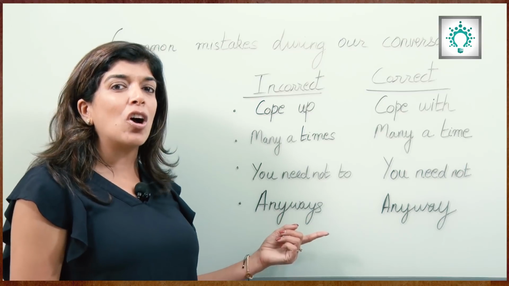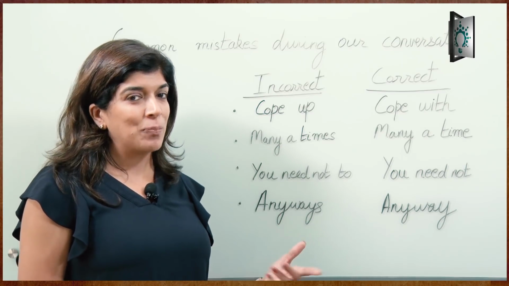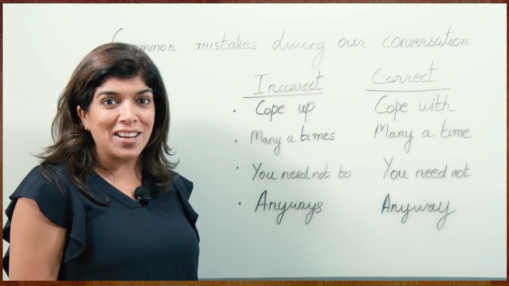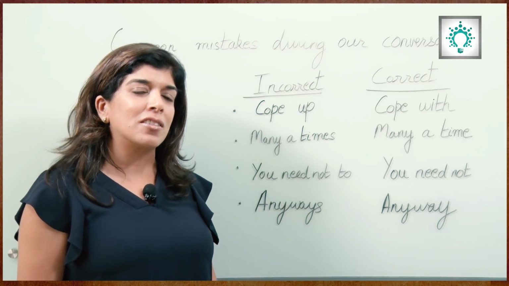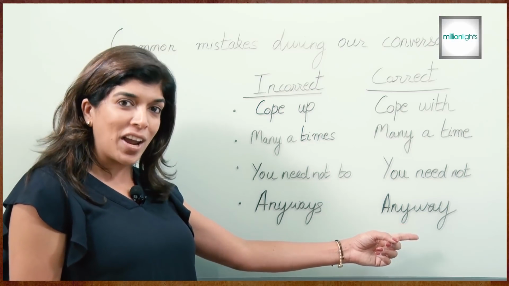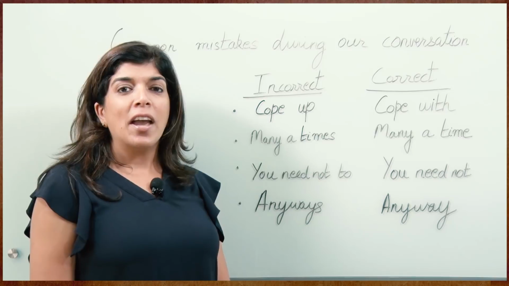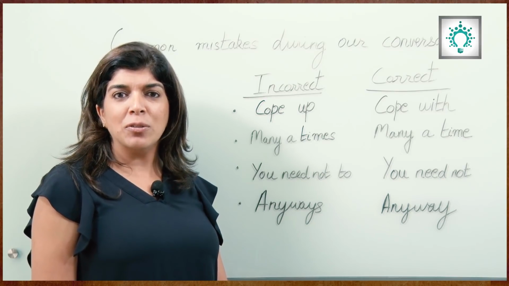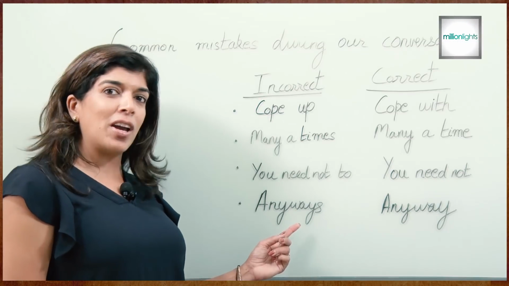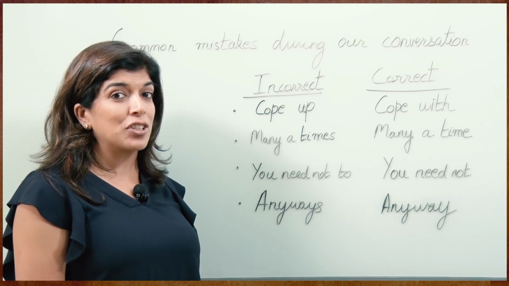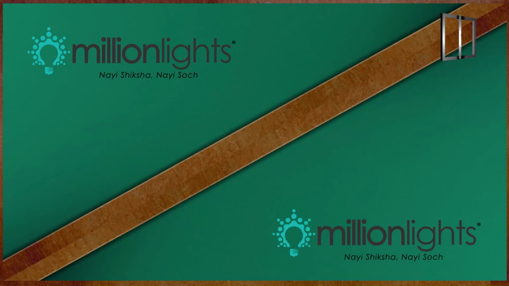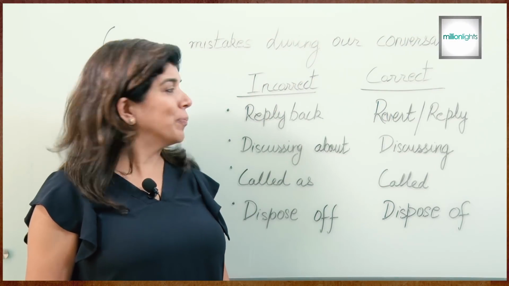Anyways. It's very common that we all make these mistakes. Anyways is a very common mistake that we usually make without realizing it. Sometimes the listener doesn't realize it either. But the correct way to say it is anyway. So let's say it here. Anyway, let's take a different route to go to the school, right? Not anyways, let's take a different route to go to the school. That's an incorrect way to talk. Let's see the next one.